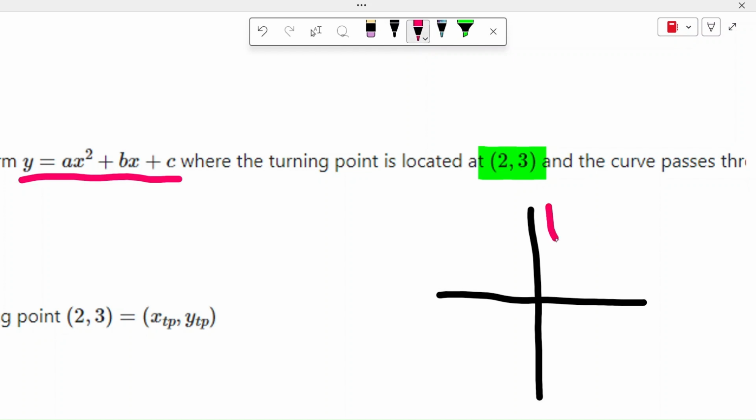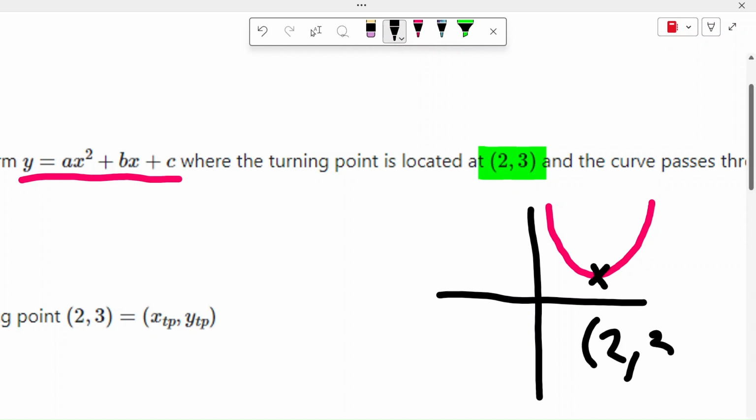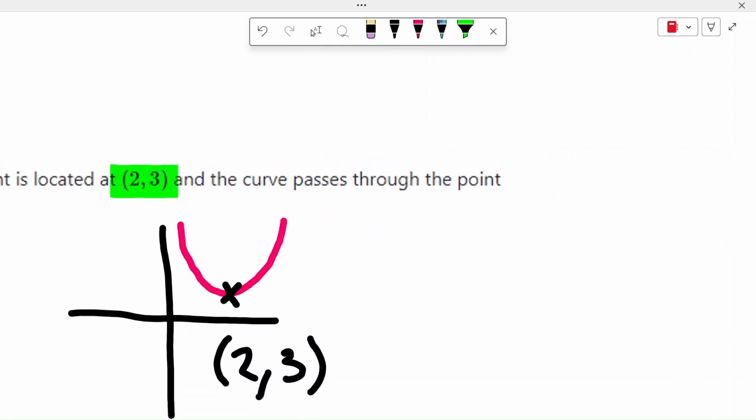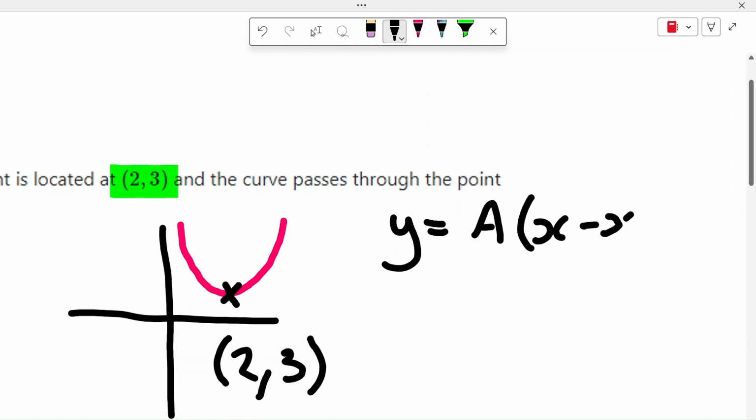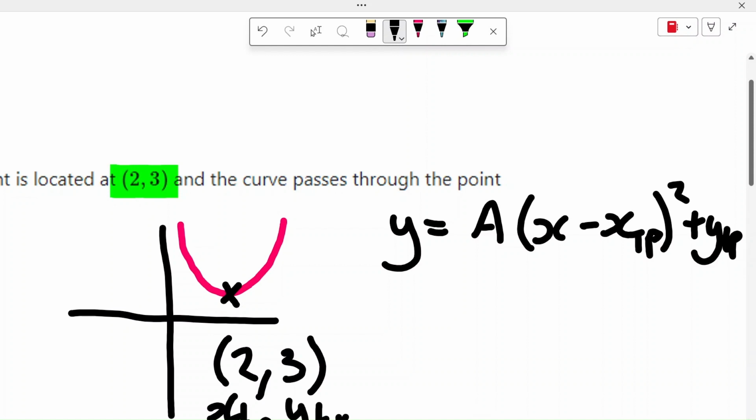it would look something like this, where our turning point is at 2 in the x and 3 in the y. So if you don't know much about the turning point format, I suggest you study up on it. However, a quadratic in its turning point format is given by this. Now, x TP is that one there, that 2, and y TP is that one there, that 3.